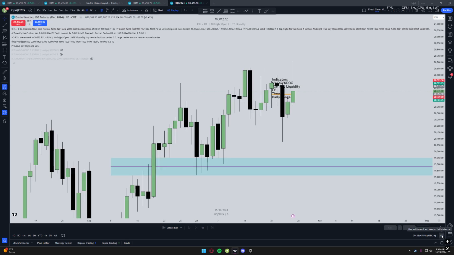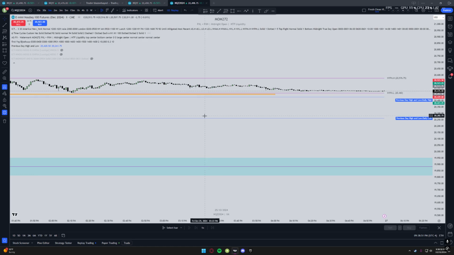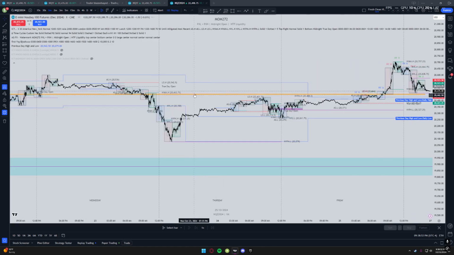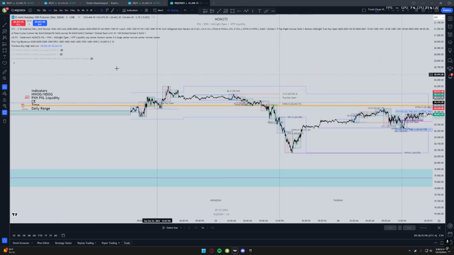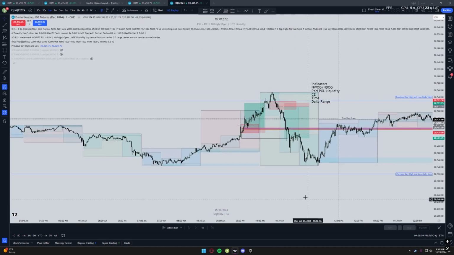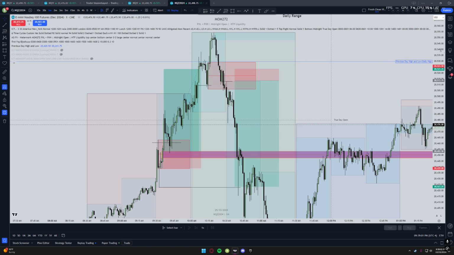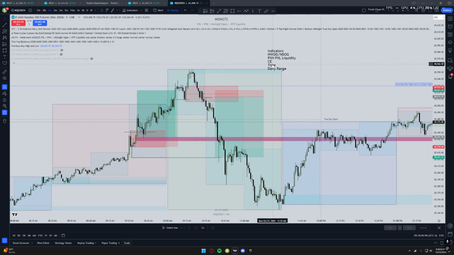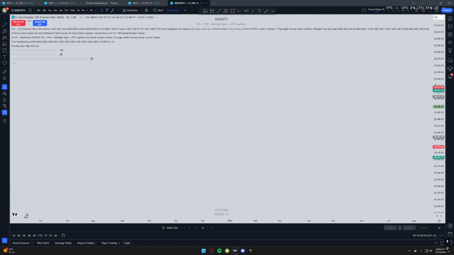Just changing from settlement to, I'm not sure if I messed up. I think I messed up the day again. All good. Back to Monday we go. Back on Monday. Okay. So I can go to the daily chart. I just can't change it from settlement to, that's fine.